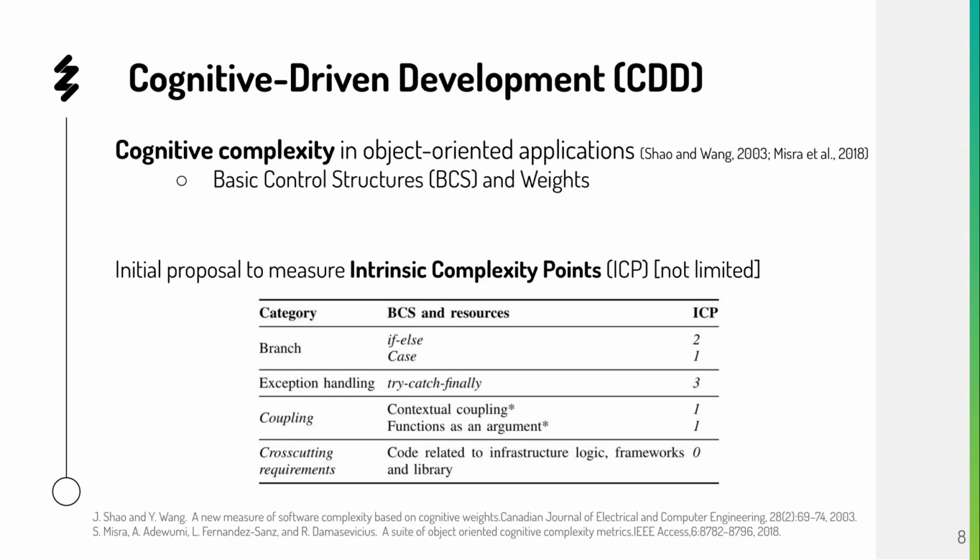If and else have 2 points, try-catch-finally 3 points. For each coupling between objects, the number of intrinsic complexity points can be increased. Finally, there is a category for cross-cutting features, code related to infrastructure logic that we decided not to score. We know that this code is not trivial, but it is changed less than the code related to business rules.